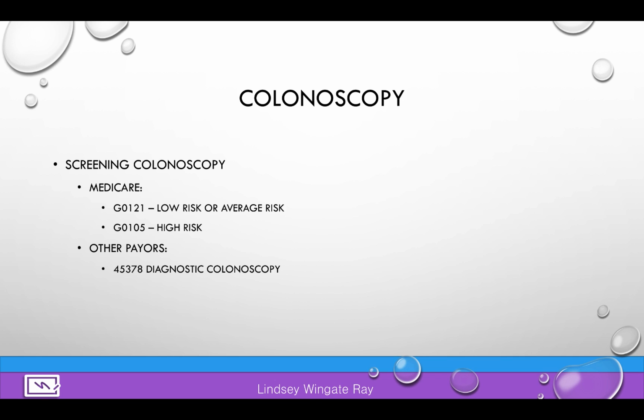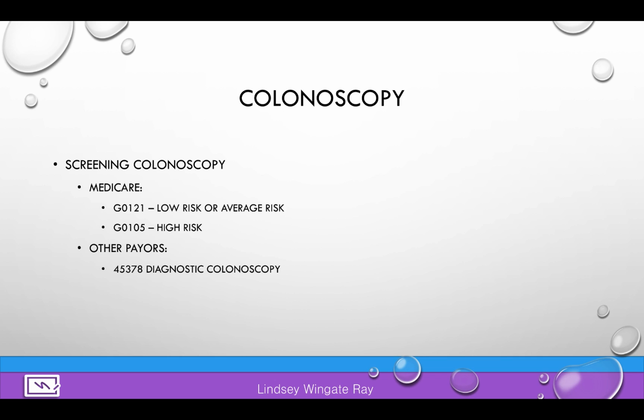Low risk or average risk is someone who has not had a family history of a colon disease or cancer, as well as a personal history. They haven't had polyps removed in the past. They haven't had any type of personal history. A high risk patient is one that has had that history. So those are used for screening colonoscopies.